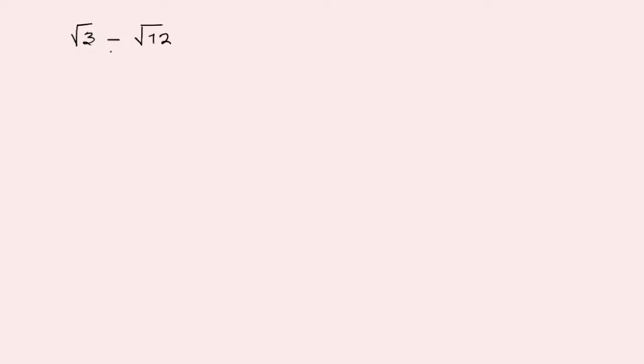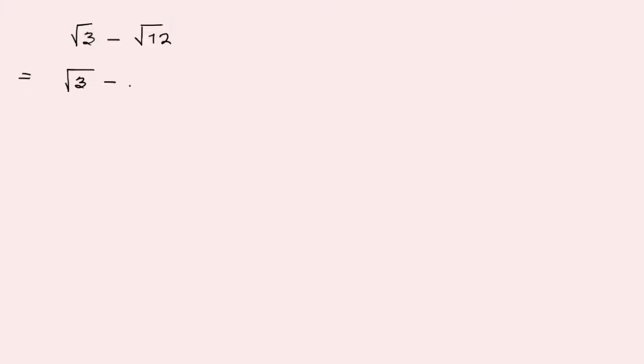Now, as these are, we cannot do any combination here. Square root of 3 is a surd on its own. It can be left alone this way. Square root of 12 is a surd on its own as well. But we can break down 12. We can simplify 12.